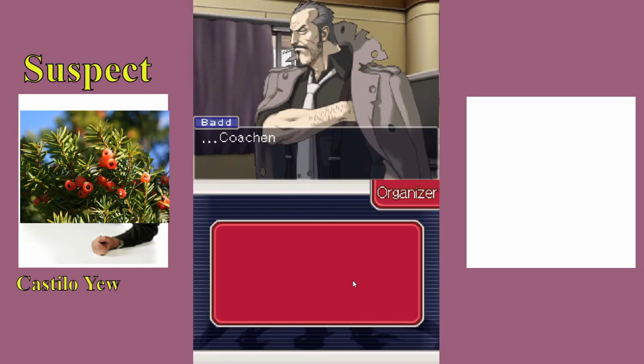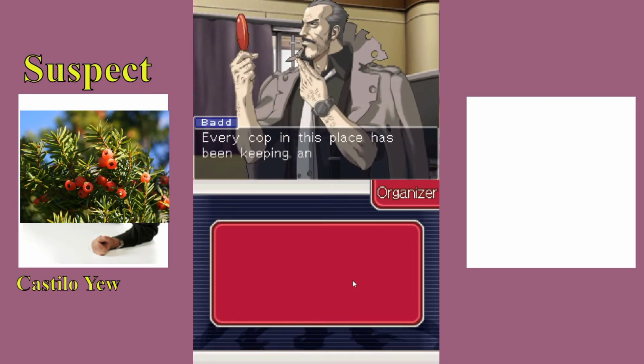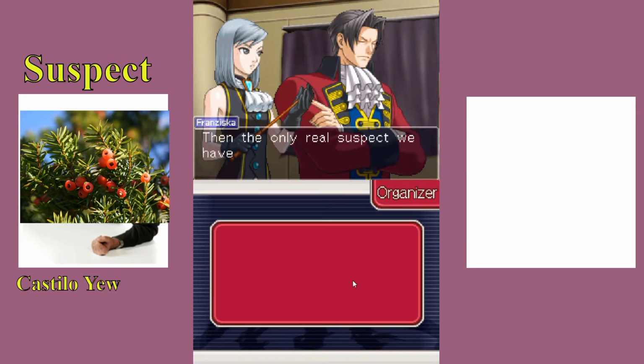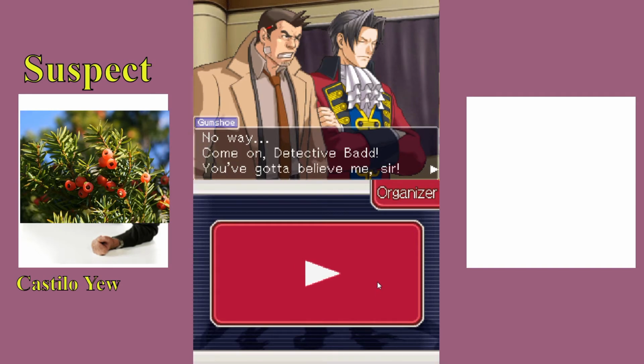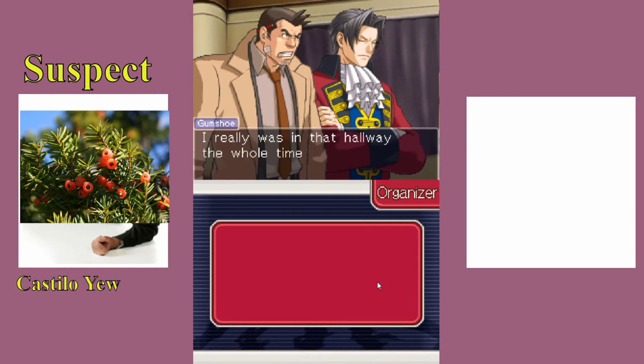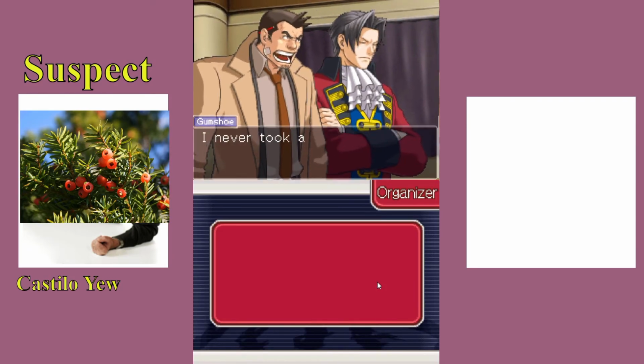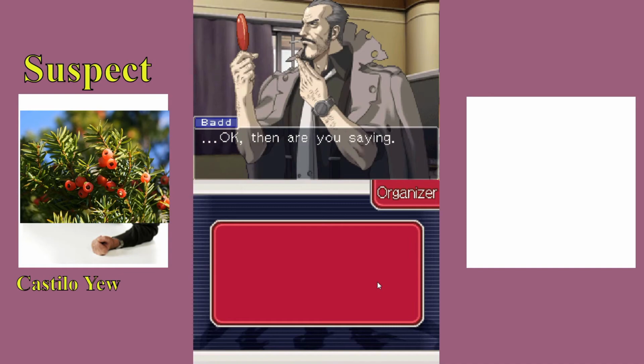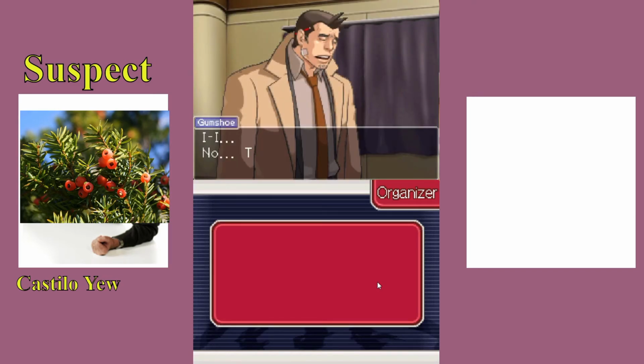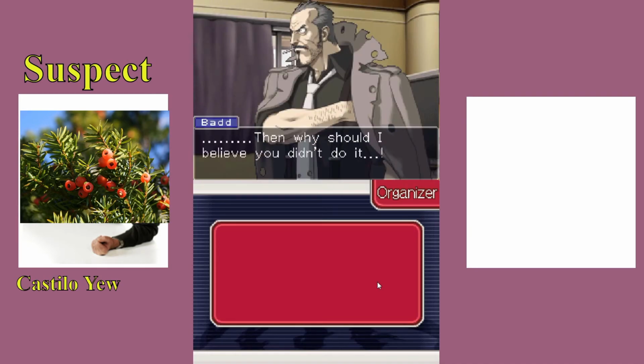And why is that? Cochin was up in the viewing gallery, watching the trial. Or so I was told. Every cop in this place has been keeping an eye on the guy since he arrived. And the only real suspect we have is still the Detective Gumshoe. I suppose so. No way. Come on, Detective Bad. You gotta believe me, sir. I believe you, Gumshoe. I really was in that hallway the whole time, sir. I never took a single step into this room, sir. Okay, then are you saying there was someone else who passed through the hallway? No, there was no one else, sir. Then why should I believe you didn't do it?